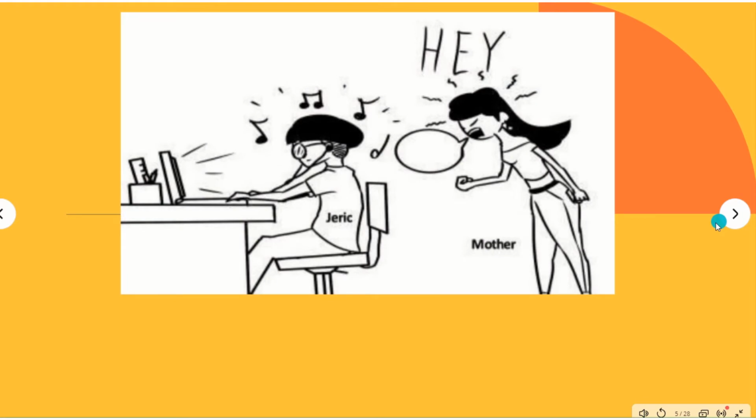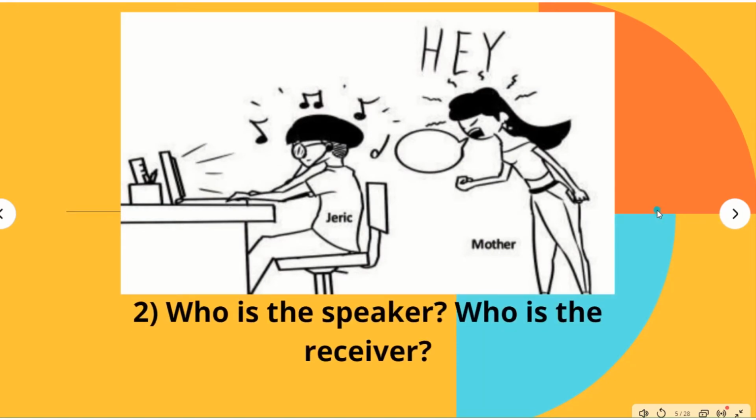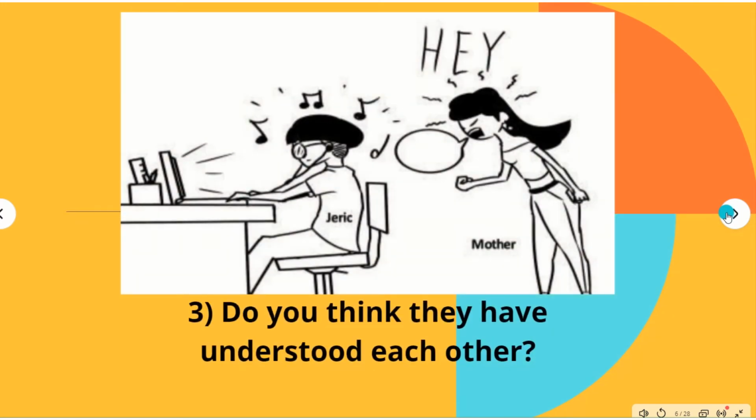For question number 2, who is the speaker and who is the receiver in this scenario? Cherik's mom is a speaker since she is trying to tell Cherik something, and the receiver is Cherik. But obvious from this picture, Cherik did not hear or doesn't even know that his mom is telling him something. For question number 3, do you think they have understood each other? Obviously, the answer is a big no.